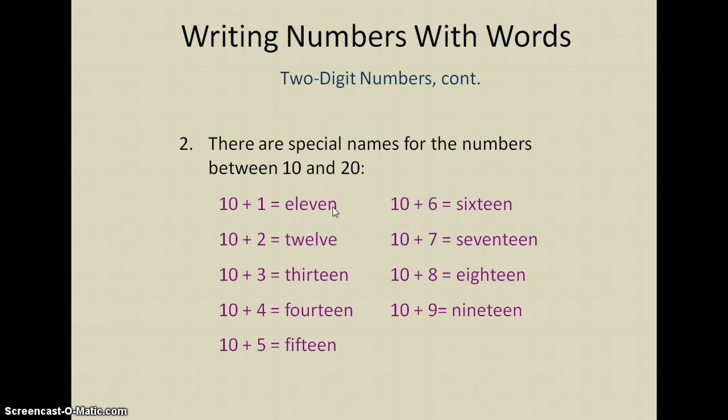So of course, 1 greater than 10 is 11, 2 more than 10 is 12. We get into some interesting spellings here with 13, spelled pretty differently than 3, 14, 15, 16, 17, 18, 19. Again, good to learn those spellings.